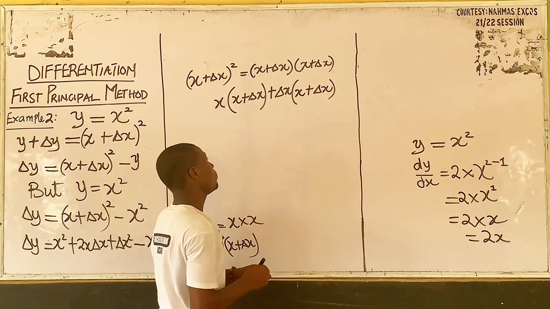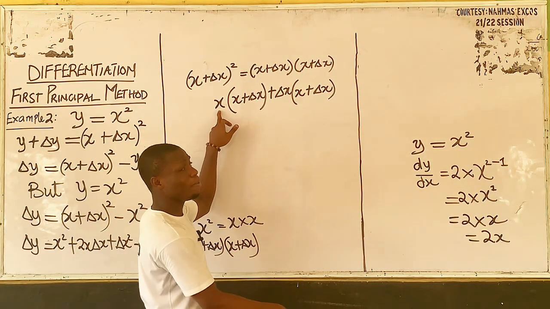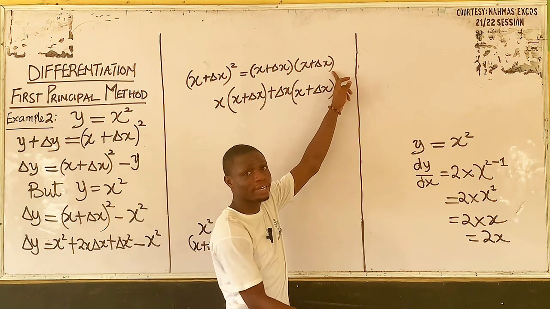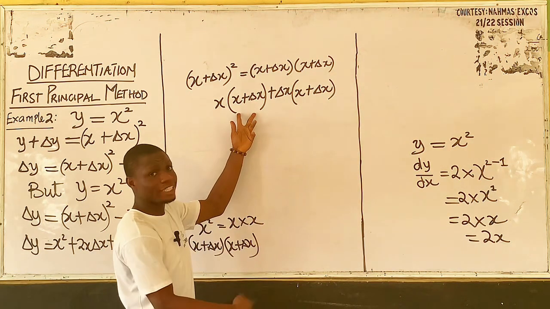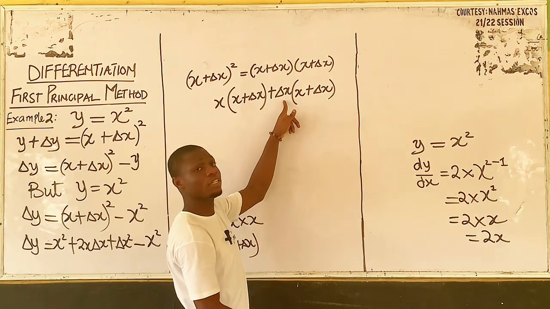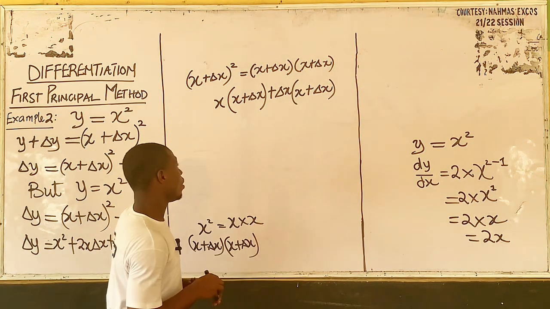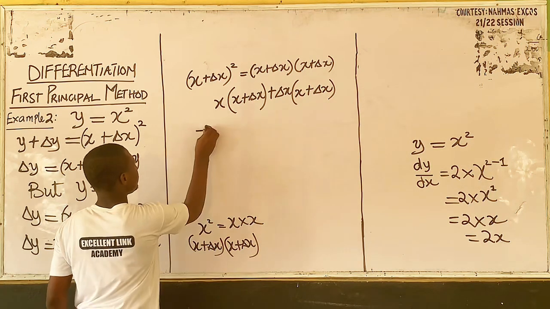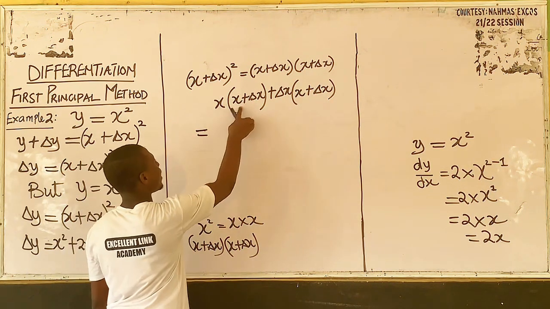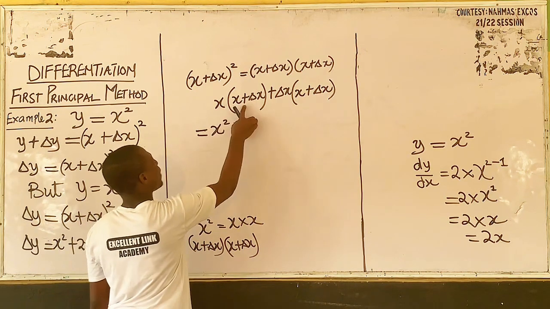I said pick out the first term in the first bracket, multiply by everything in the other bracket. So I have this. Next up, pick out the second term in the first bracket, that's plus change in x, multiply by everything in the other bracket. So I have this. What's the next task from here? If I expand this, x times x, of course, x squared plus x times change in x.